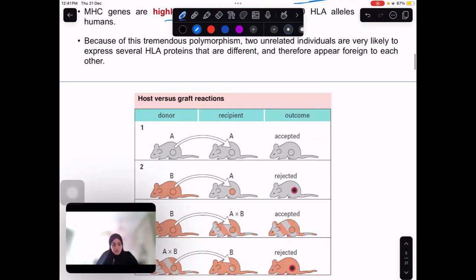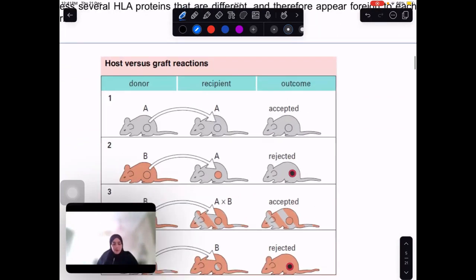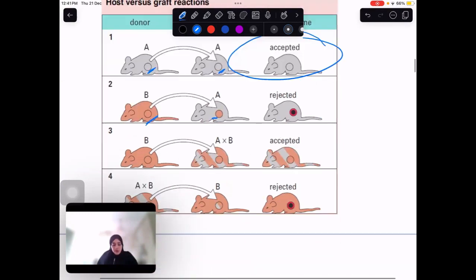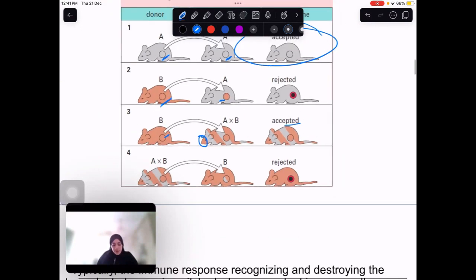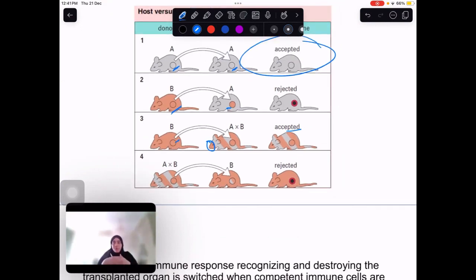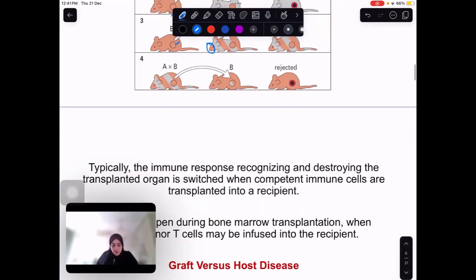Okay. So here, this is what's showing. Here, I have the same as them, like they're literally the same thing. So it's accepted. Here is different, right? So it's rejected. Here, I have some sort of similarity, like I have the orange here. So it's fine, it's normal, it will be accepted. Do you understand? So the more similarity I have between the MHC and the HLA, the more it will be accepted. That's the idea that they're saying here.